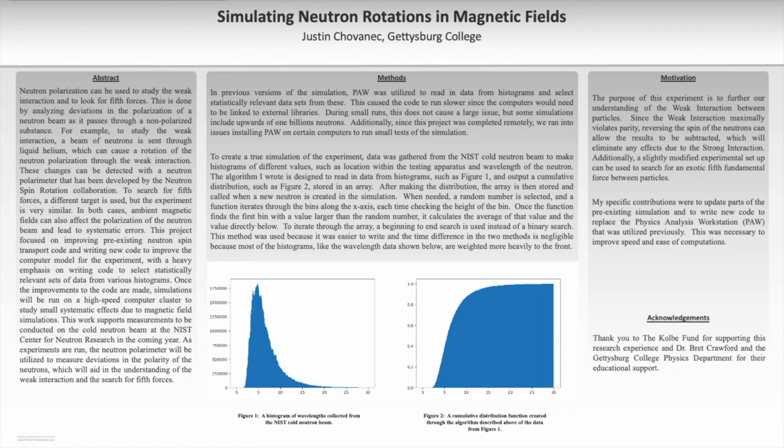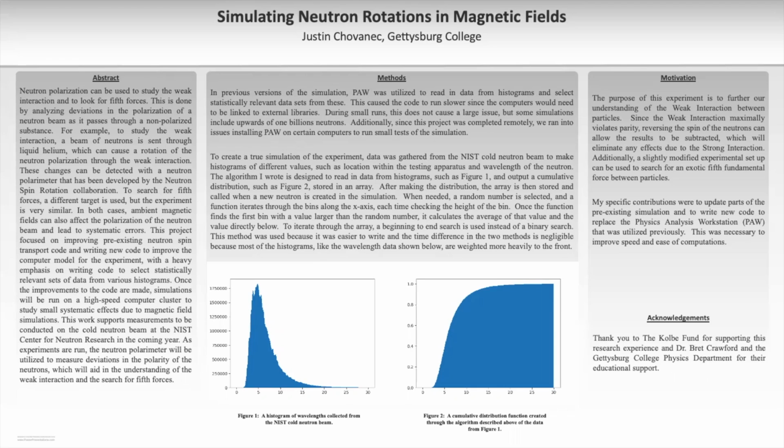To search for exotic fifth forces, the same basic apparatus is used, except metal plates that run parallel to the beamline are used in place of the liquid helium target. Again, since the neutrons are initially polarized, angle changes from the initial polarization angle will be detected at the end of the beamline. My specific contribution to this experiment was to update any values used in the code to ensure that the simulation was being run at the most current form of the experiment, and to write an algorithm to read in histograms and select statistically relevant data sets from these.